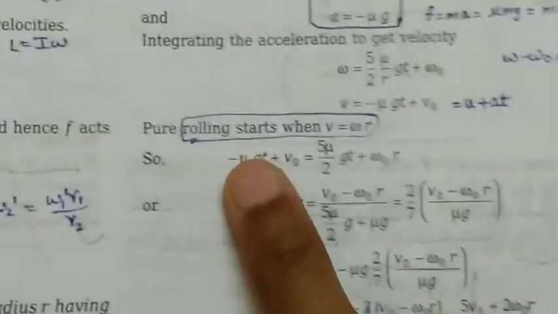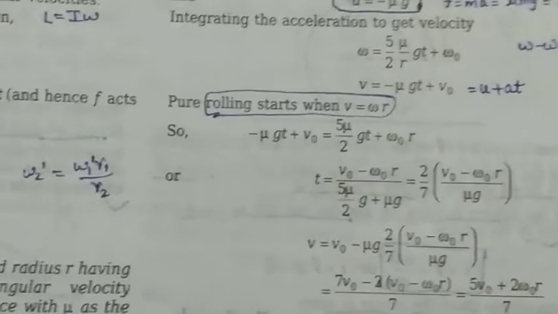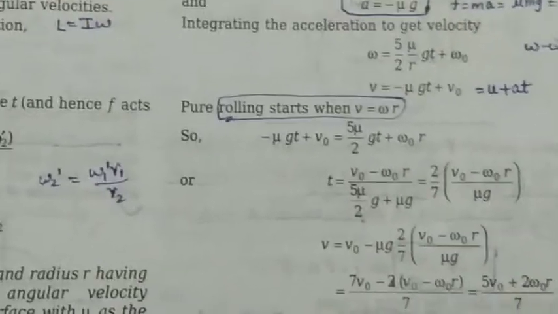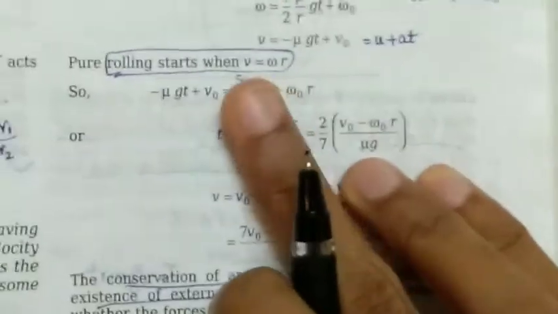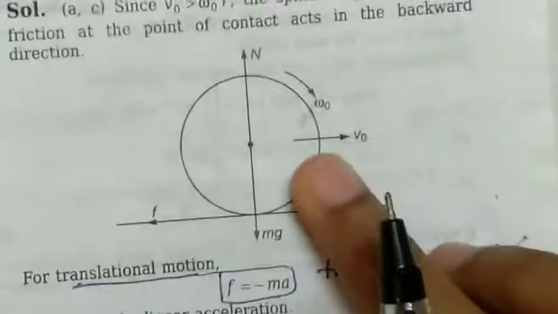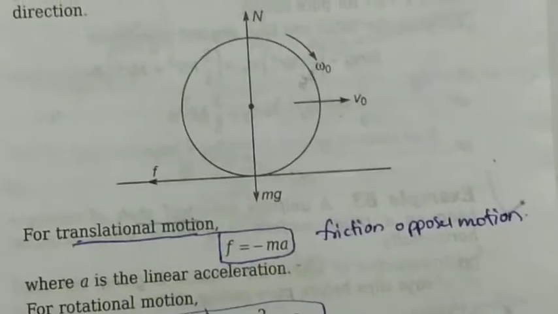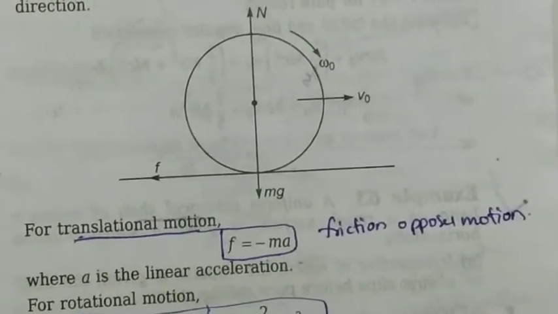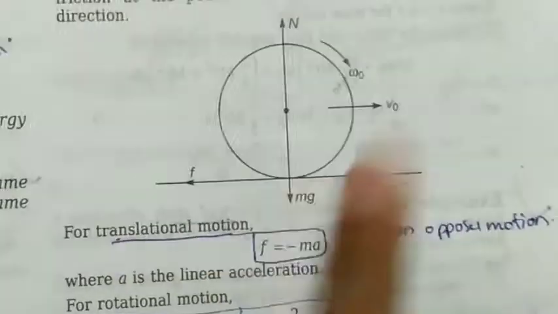And next thing is, pure rolling starts when v is equals to r omega. So when v is equals to r omega, in that case pure rolling motion would start. V is also r omega. Initially the velocity of the sphere was v naught. So as it moves down, retardation acts, so it slows down. So as time passes by, v would be the velocity of the sphere at some particular point, and its rotational speed also would be affected.